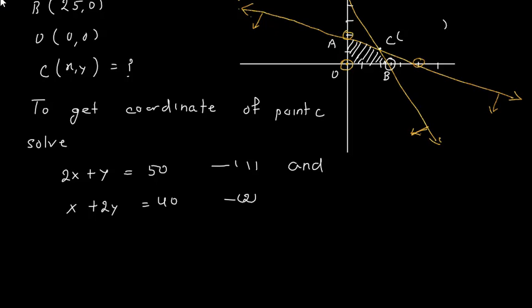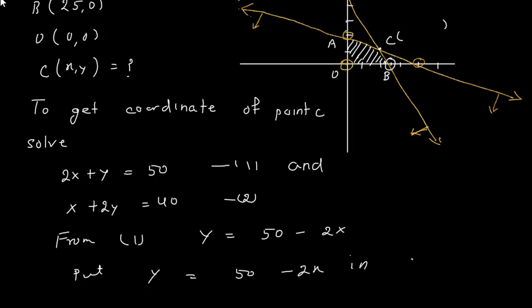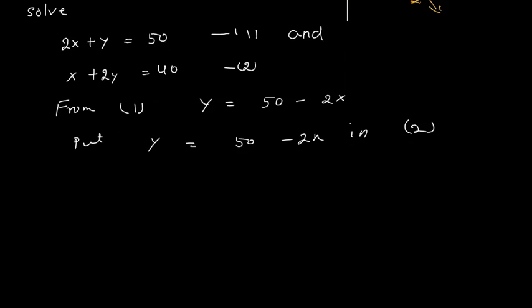I will use the substitution method. From equation 1, y equals 50 minus 2x. Put y equals 50 minus 2x in the second equation. So from the first I find the value of y and I put this value of y in the second equation. My second equation becomes x plus 2 into (50 minus 2x) equals 40. I will consider this as the third equation.